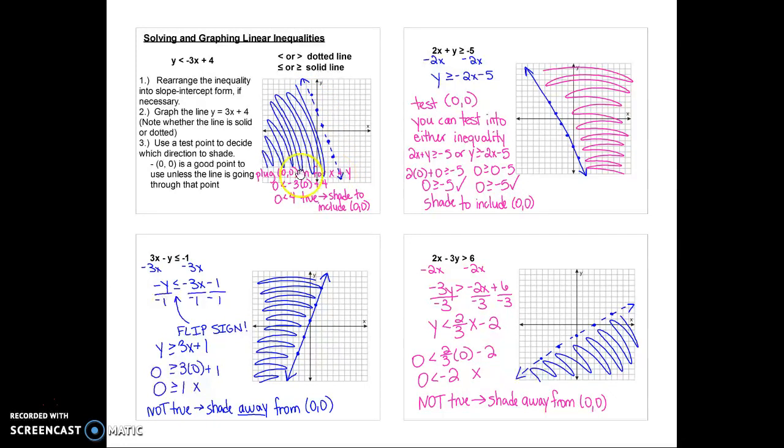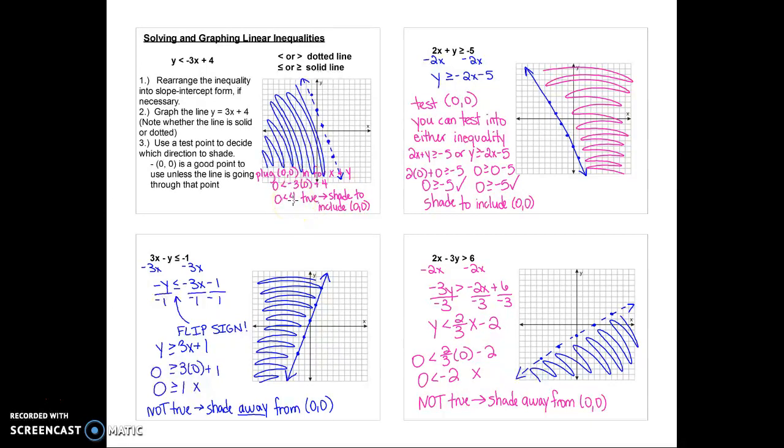Now, last part is part 3. We're going to use a test point. Okay, and like I said, 0, 0 is typically the easiest, and in this case I can use it because it's not on my line. So I plug in 0 for x and 0 for y. Okay, and we're going to test to see if I get a true or a false statement. So I have 0 is less than -3 times 0 plus 4. Well, -3 times 0 cancels out, it gives me 0. So I really have 0 is less than 4.